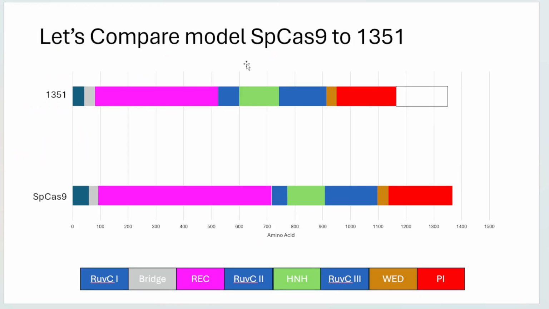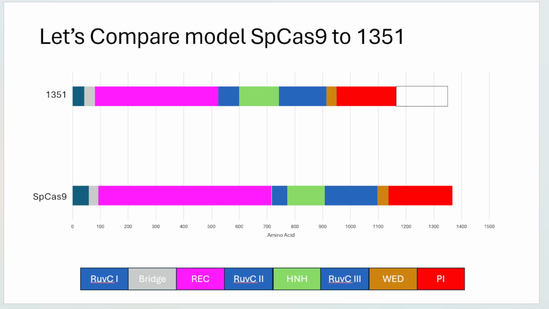So if we compare the SpCas9 to 1351, you can kind of see how, as I've said before, bridge helix, RuvC is very similar, HNH very similar, PAM domain, wedge, there it is, the PI domain, there it is, and that weird growth that doesn't really match to anything, it's just kind of there.